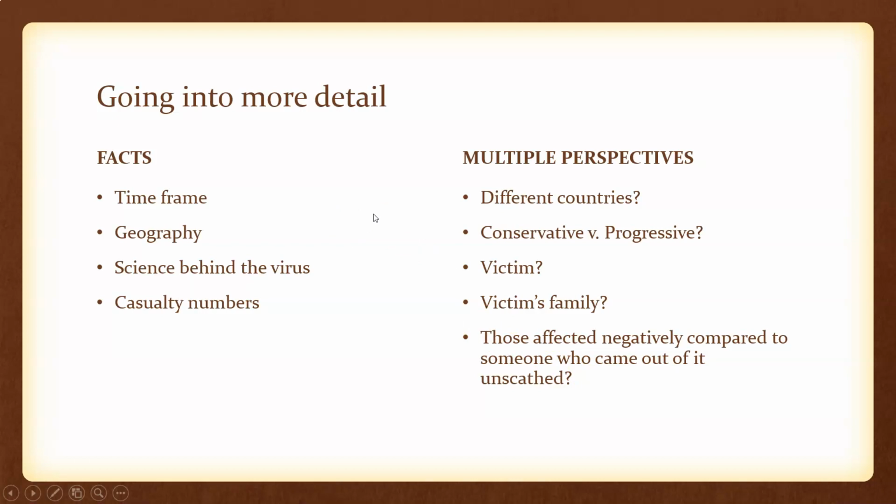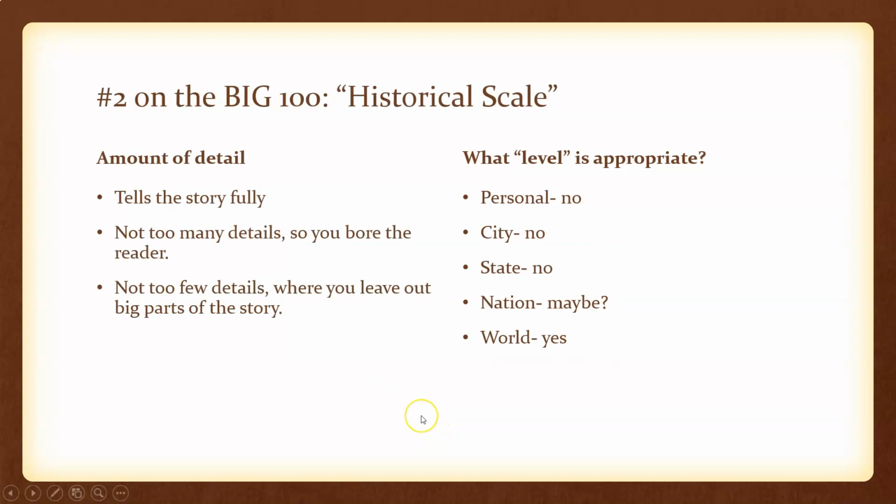Again, there's more than one way to do this, but to get into more detail for you fine tuners, that's what I'm looking for in your account. Now, number 2 on the Big 100 final is your historical scale, the amount of detail. And this is the hard part. I struggle with this as a teacher. I don't want to bore you to tears, but I want to get you the points that you need to know. So it tells the story fully, but not too many details, or you'll bore the reader. Not too few details where you leave out big parts of the story.